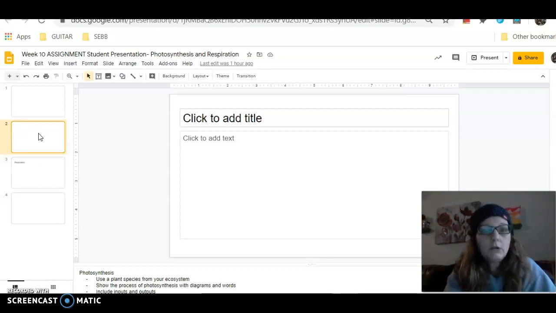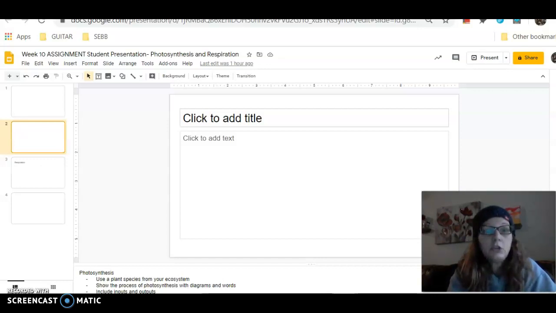All right. So your second slide is about photosynthesis. Use a plant from your ecosystem and show the process of photosynthesis with diagrams and words. This is where you guys might potentially lose points. Do not copy from the internet. This needs to be your original work. So you can insert something that you drew on paper. You could insert something you created in Draw or OneNote, whatever you're comfortable with, but it cannot be something snipped from the internet and inserted. This must be original work.